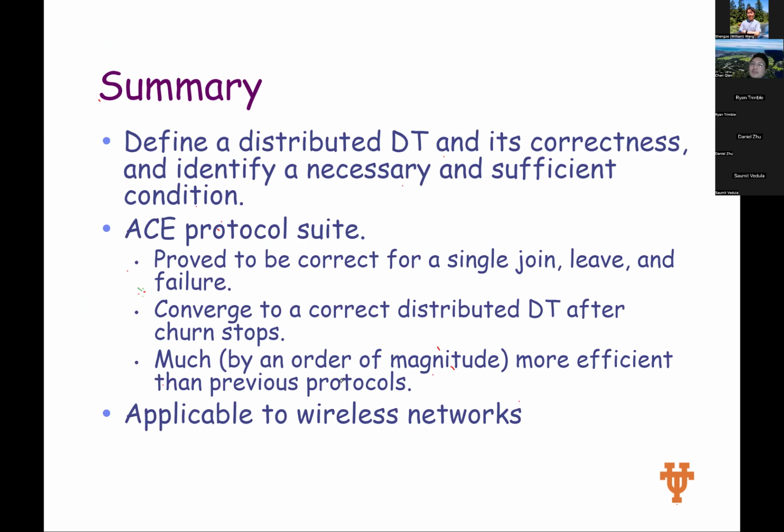So in summary, we define a distributed DT and its correctness and identify a necessary and sufficient condition. The ACE protocol is proved to be correct for a single join, leave, and failure. And I think the most important takeaway is that, first, for a DT, greedy routing always gets you the closest node to the location. You need to remember this.